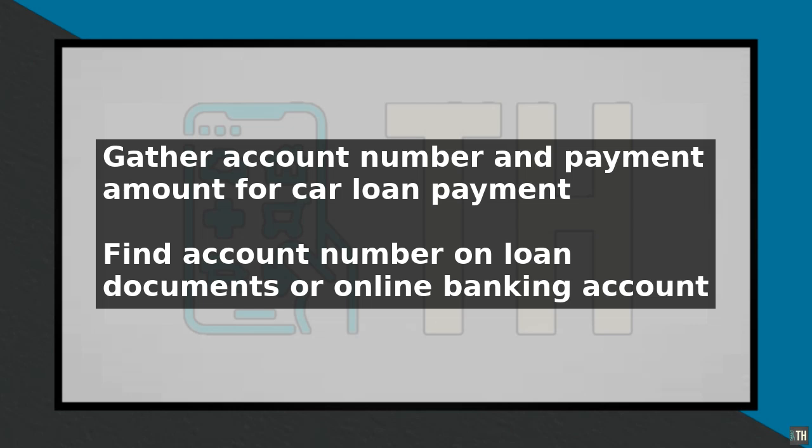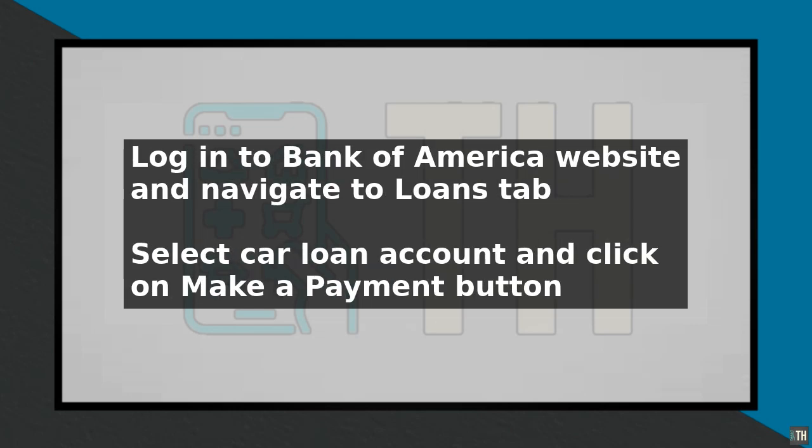Enter your username and password to log in. Then navigate to the Account Overview page. From there, click on the Loans tab and select your car loan account. Once you are in your car loan account, click on the Make a Payment button.